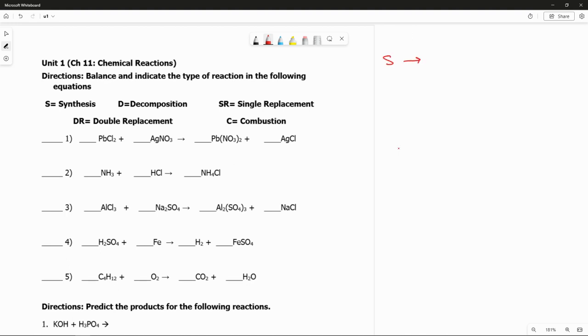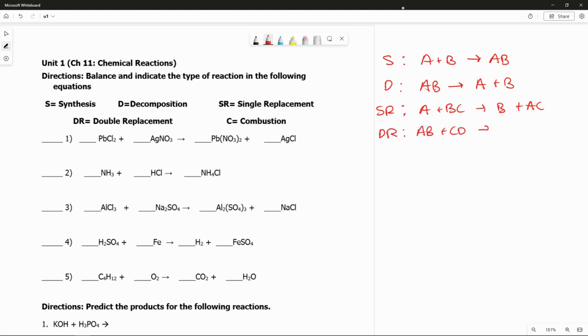Synthesis is combining 2 things, so A plus B produces AB. Decomposition, as you can tell from the name, goes from AB and decomposes into A plus B. Single replacement is A plus BC, which produces B plus AC. Double replacement is AB plus CD, which produces AD and CB.